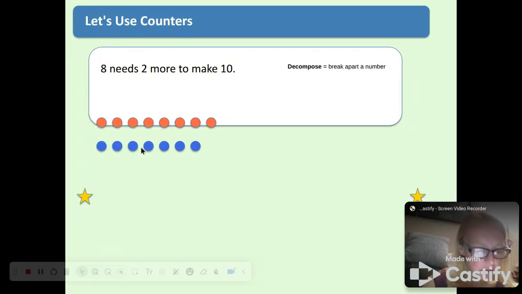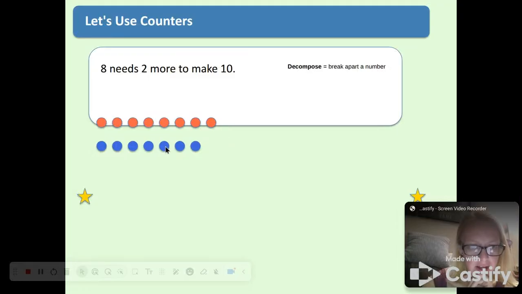I noticed something really important. 8 needs 2 more of these counters to make 10. So I'm going to look at these 7. Can I take 2 from the 7? What do we think?